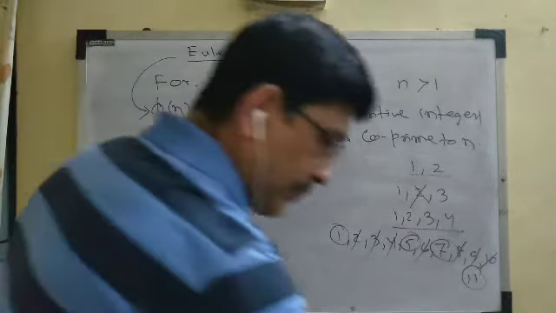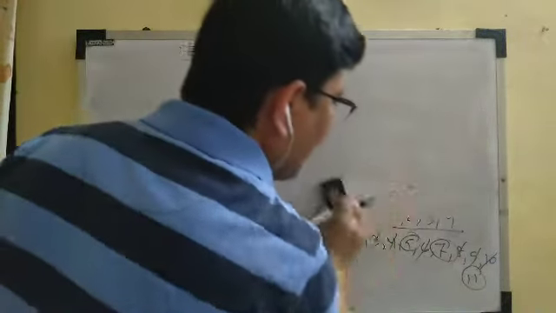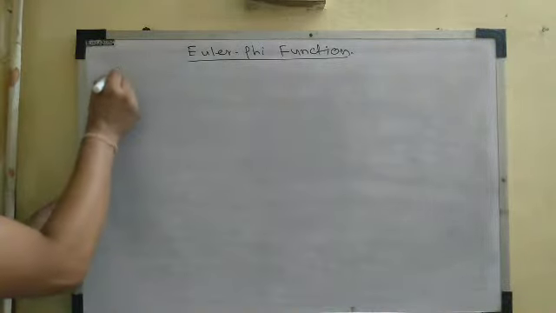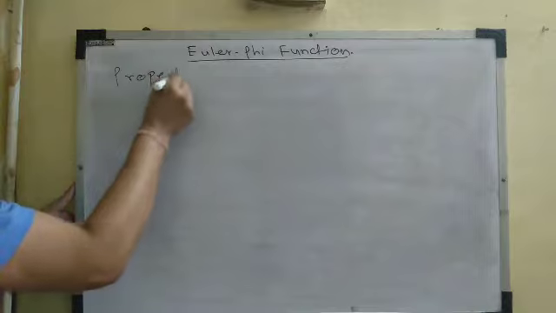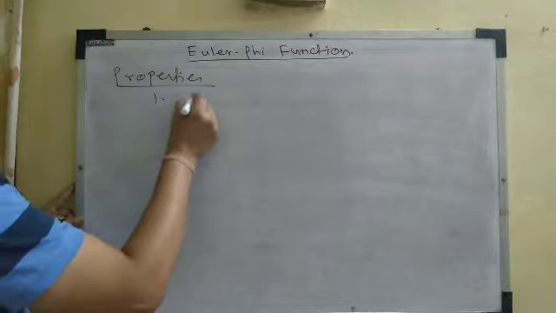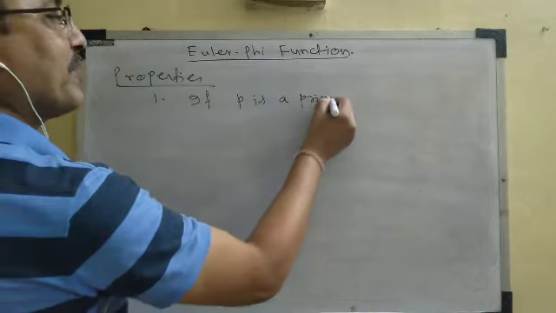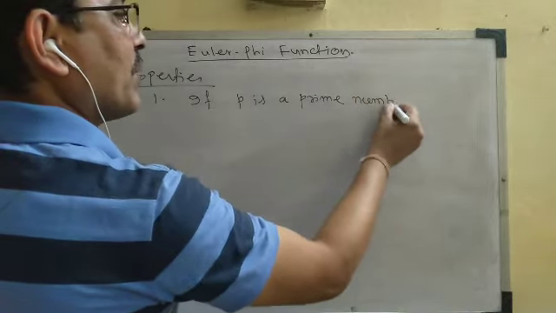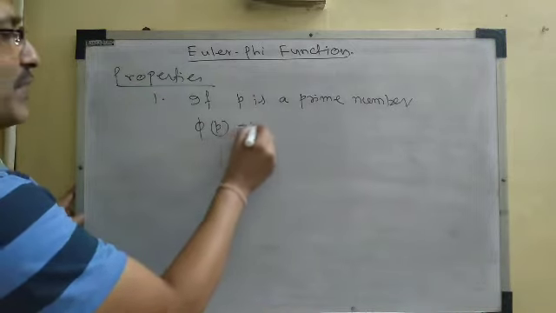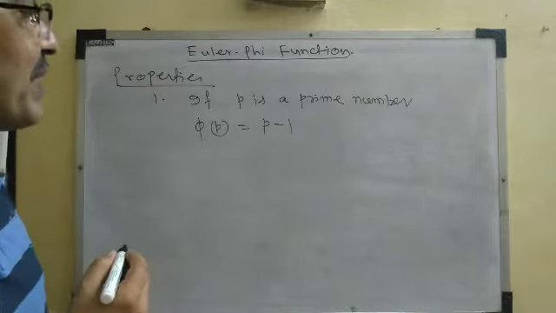Let us learn some simple properties of this Euler-phi function. Property number 1: if P is a prime number, then phi of P is equal to P minus 1.